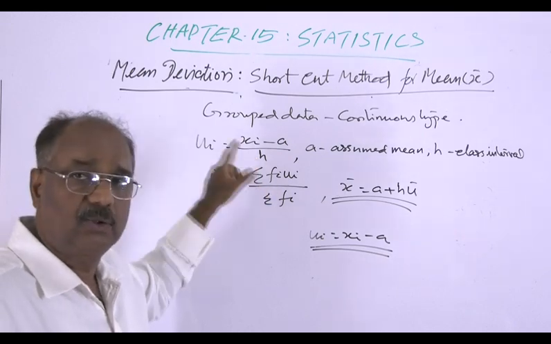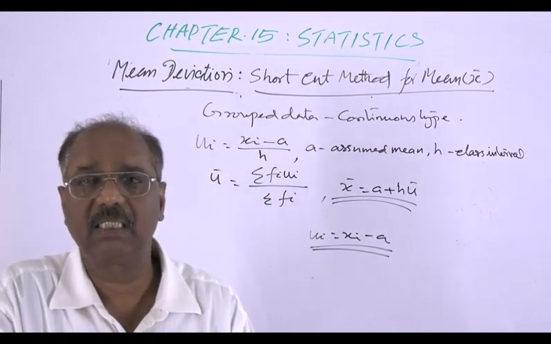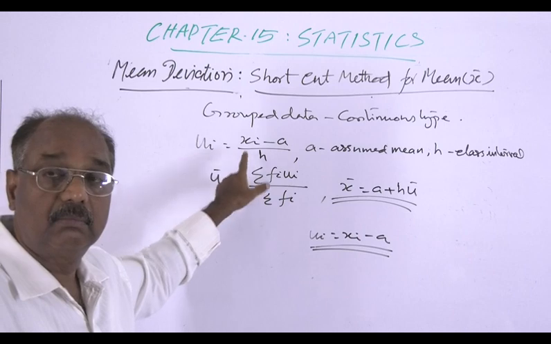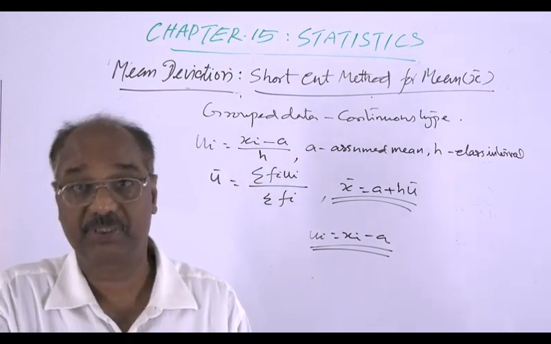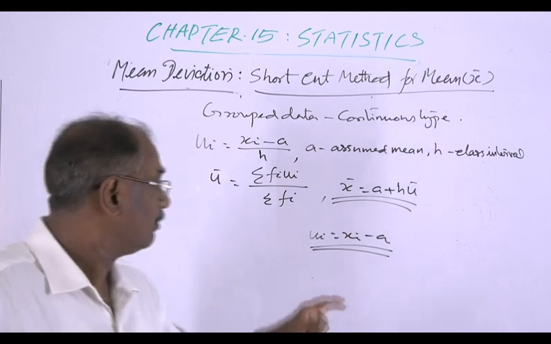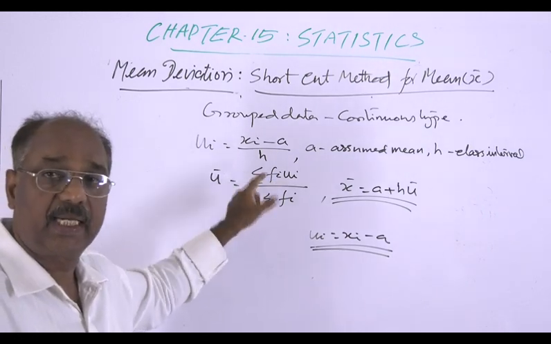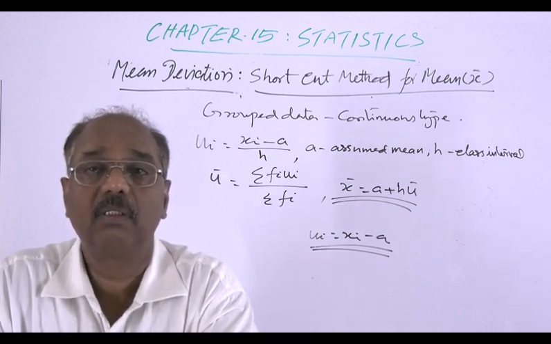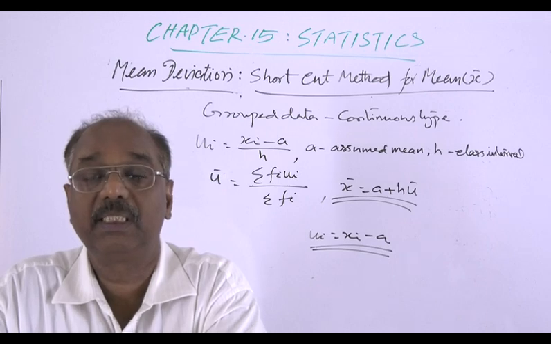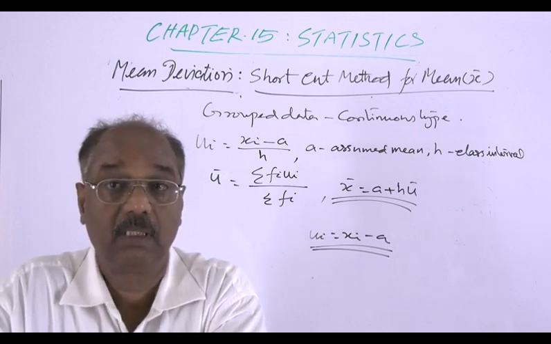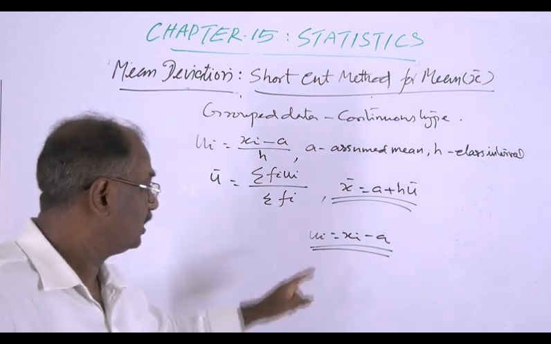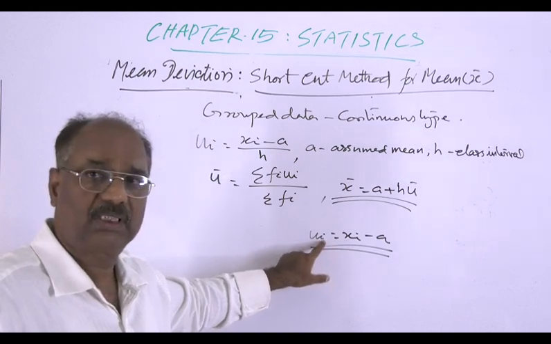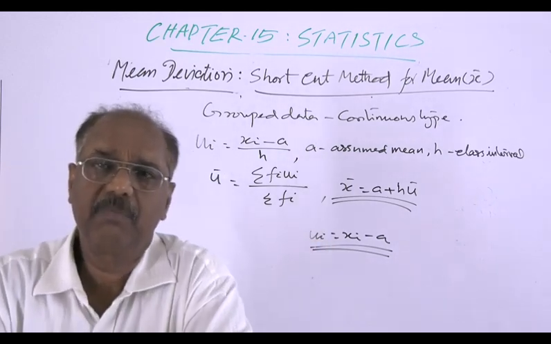If we choose some other constant, then the ui values may sometimes become values with decimal points. Then finding fi ui and adding with decimal points will involve much work, so the method may not be simpler. In that case, instead of the step deviation method, if we use the assumed mean method, it may be easier.